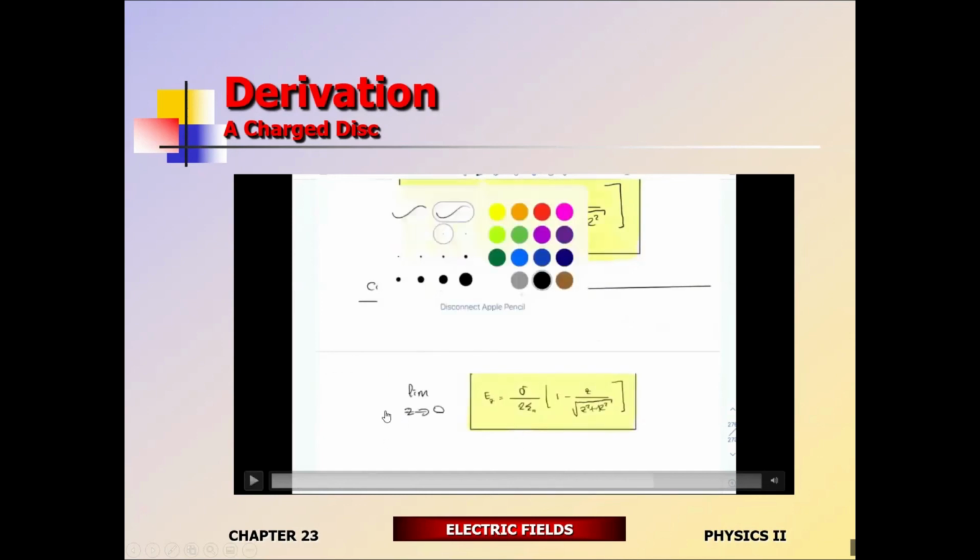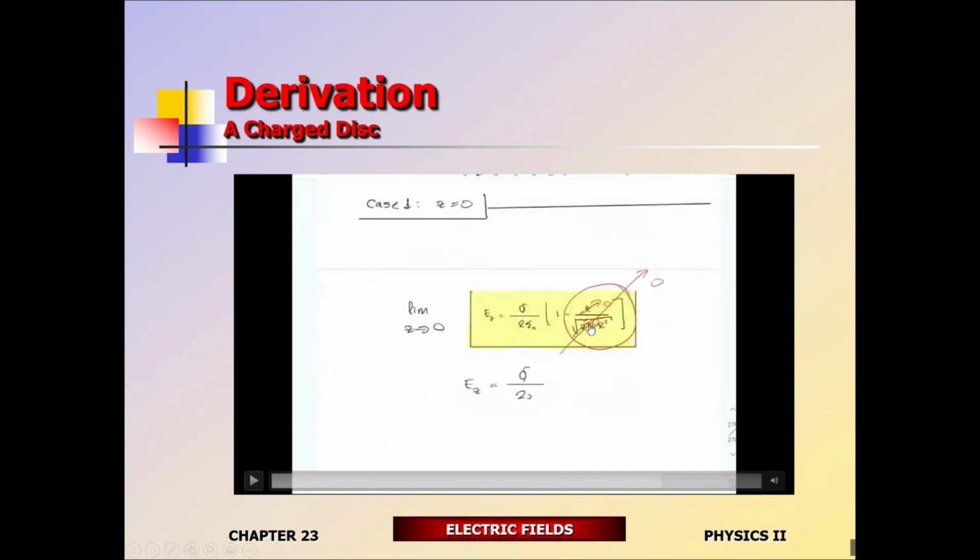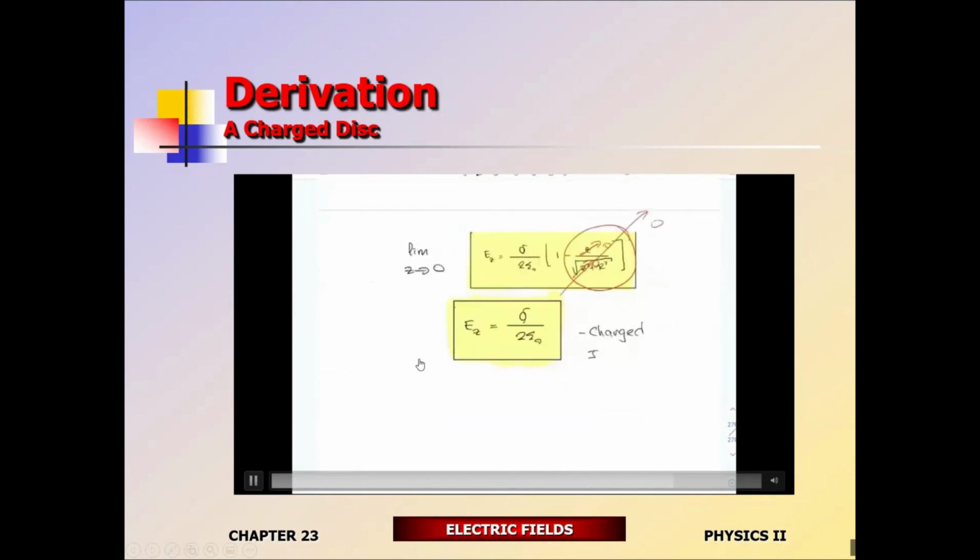So in the limit, the z goes to 0. This entire portion goes to 0. This is the equation that you're left with. Okay, so what does that mean? Which means that the strength of the electric field right at the surface only depends on the charge density divided by 2 times that constant. That's it. Which means that the strength of the electric field right at the surface is going to be constant.